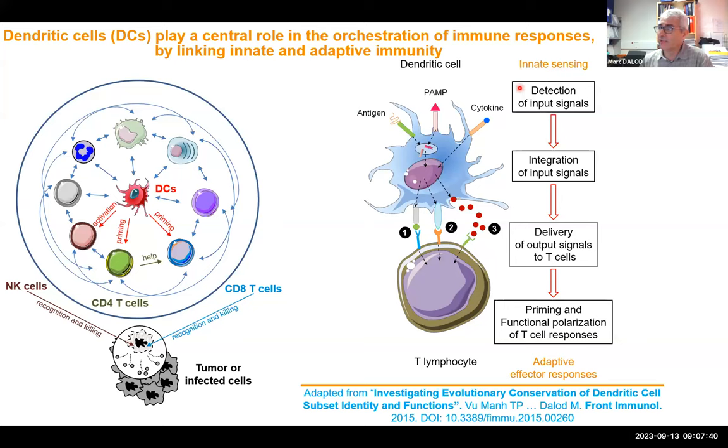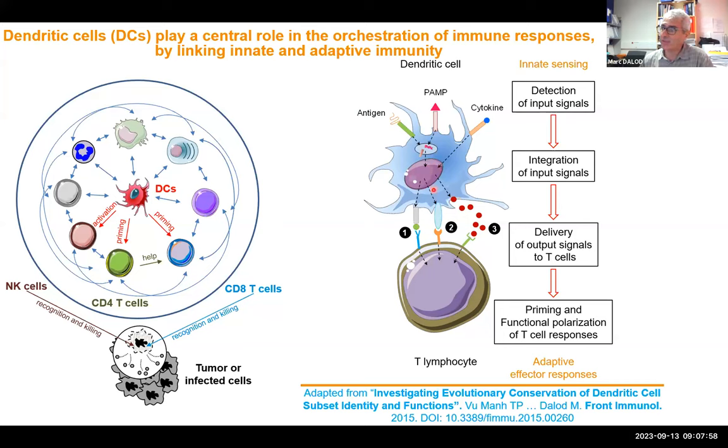But more generally, dendritic cells are equipped with a number of innate immune recognition receptors that can recognize different kinds of input signals. They can pick up antigens in the extracellular environment. They can recognize pathogen-associated molecular patterns. They can recognize danger signals. They can recognize cytokines. And so DCs sample different input signals in the environment and they integrate them.